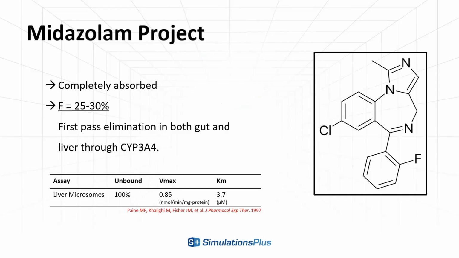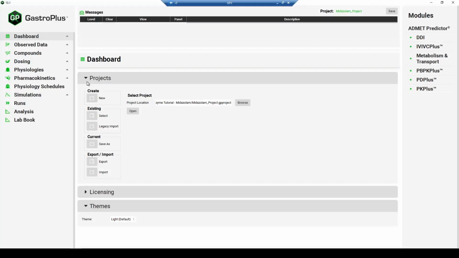Before getting into GastroPlus, I would like to give brief information about midazolam. Midazolam is almost completely absorbed when it is administered as solution. However, its final bioavailability is 25 to 30%. This is because of the high first-pass elimination in both gut and liver through CYP3A4. In the following part of this tutorial, we will assign CYP3A4 as a metabolizing enzyme of midazolam. The in vitro data that we are going to use for the enzyme kinetics are summarized in this table with its respective reference.